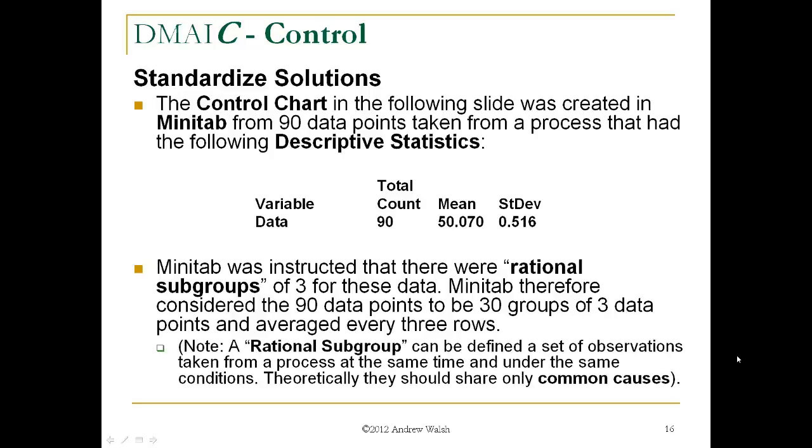Now note, a rational subgroup is an important definition, and can be defined as a set of observations taken from a process at the same time and under the same conditions. Now, theoretically, that should mean that they would share only common causes. So whatever was happening in the process at the time would be shared by all 3 samples or all 5 samples, however many you took.